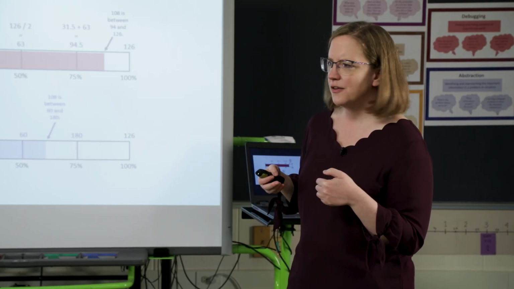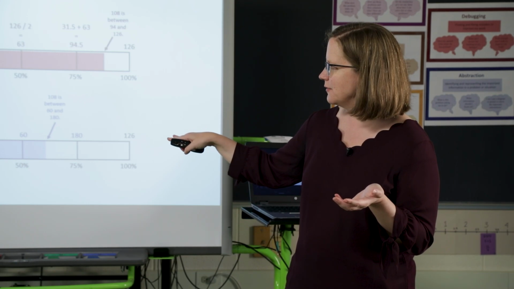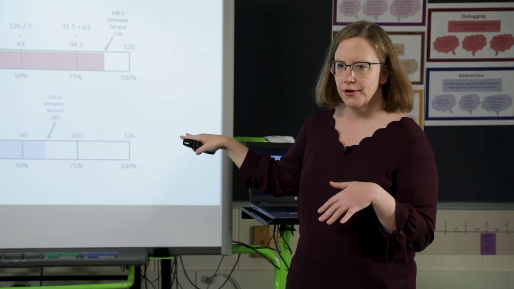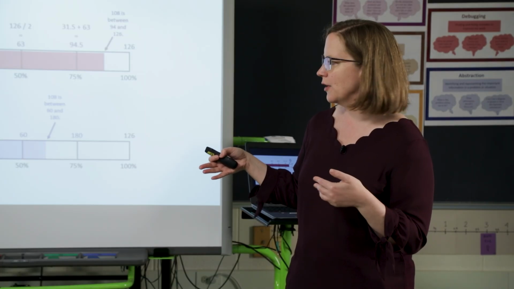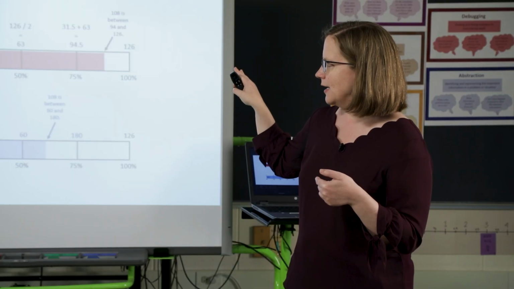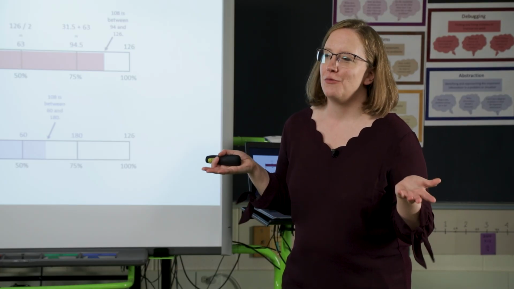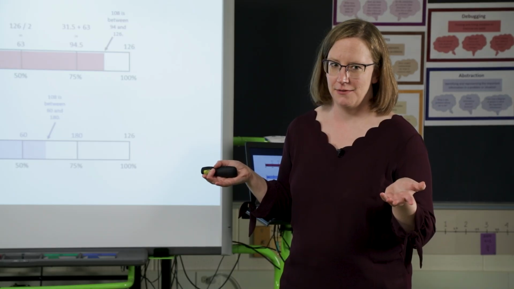So then they started thinking about the other things they could compare. So what about those percent benchmarks? They looked at 25% first, and red had 31.5 and blue had 30. It's pretty close. Seems like those could both be okay estimates. And then red had 63 and blue had 60 for 50%. Those seemed pretty close. But then when they got to 75%, red had 94.5 and blue had 180. They were like, one of us, I think, made a mistake here. Who do we think it is?